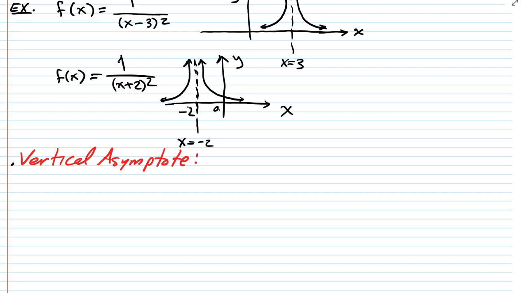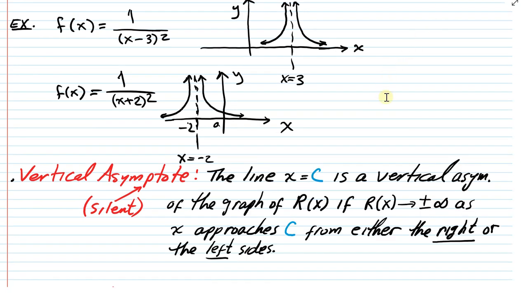Now, the word asymptote, the P here is silent. That means you do not pronounce it. It's as if the P is not there, so it's asymptote. Okay. Now, let me write the definition of this, and I'll talk about it.